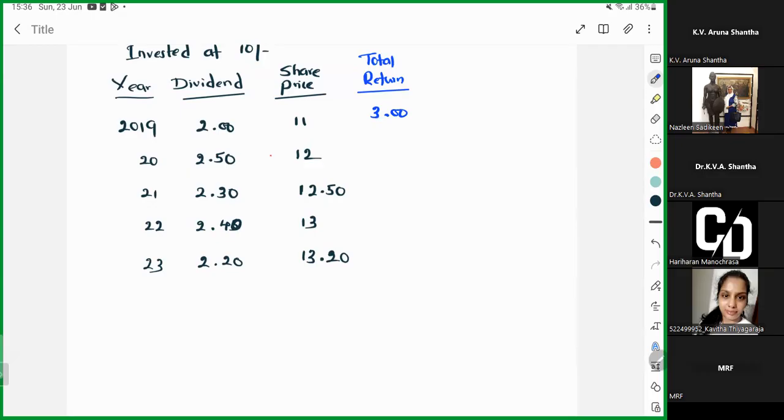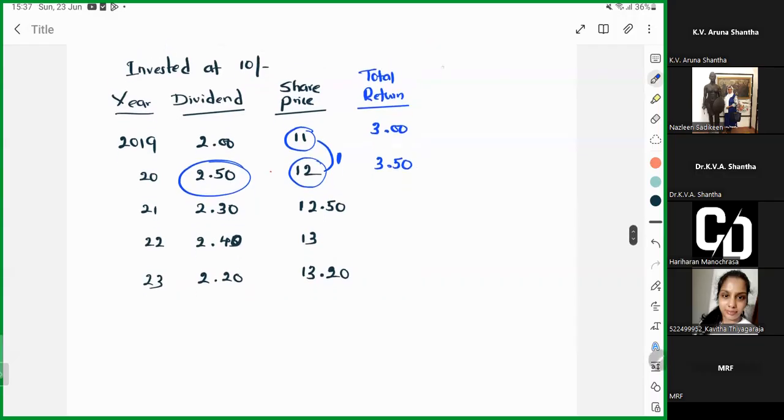Then 2020, how much? Dividend 2.50 plus how much capital gain? During the year 2020, how much did the share price increase? Just 1 rupee. 11 increased to 12. So capital gain 1. Then total return is 2.50 plus 1, 3.50.